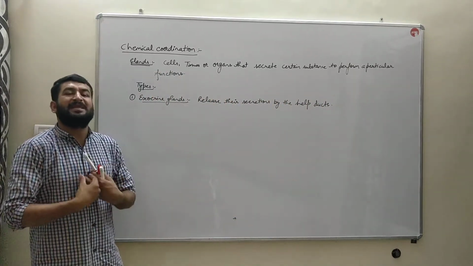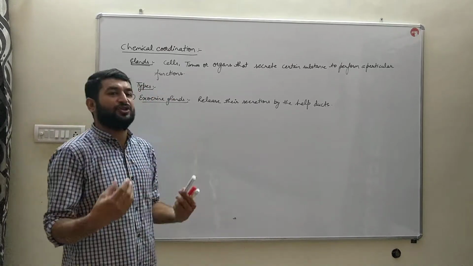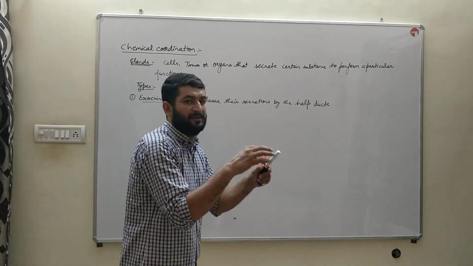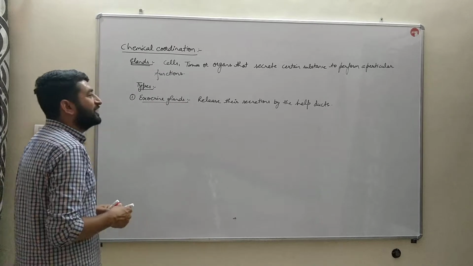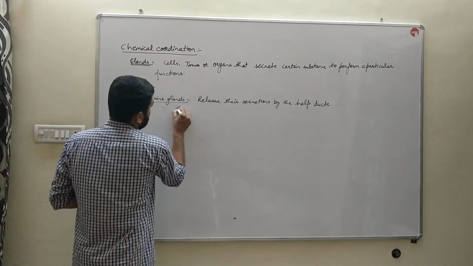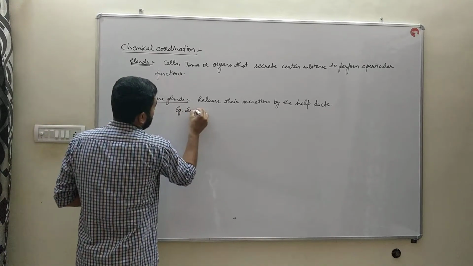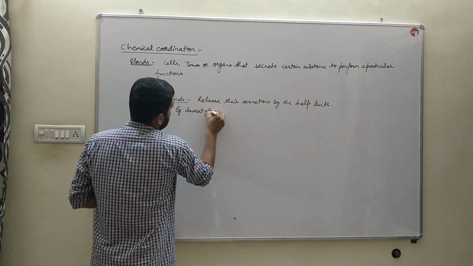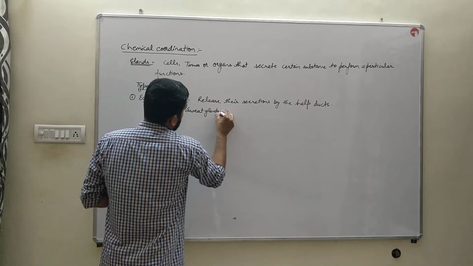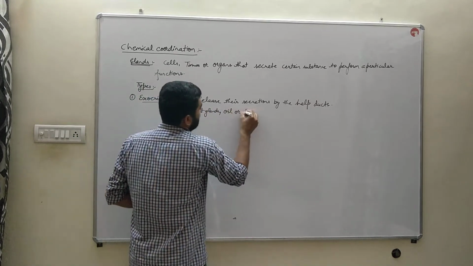Children, with the help of their duct, they release their secretion directly onto the target site. Those are referred to as exocrine glands. Examples of exocrine glands are sweat glands and oil or sebaceous glands.